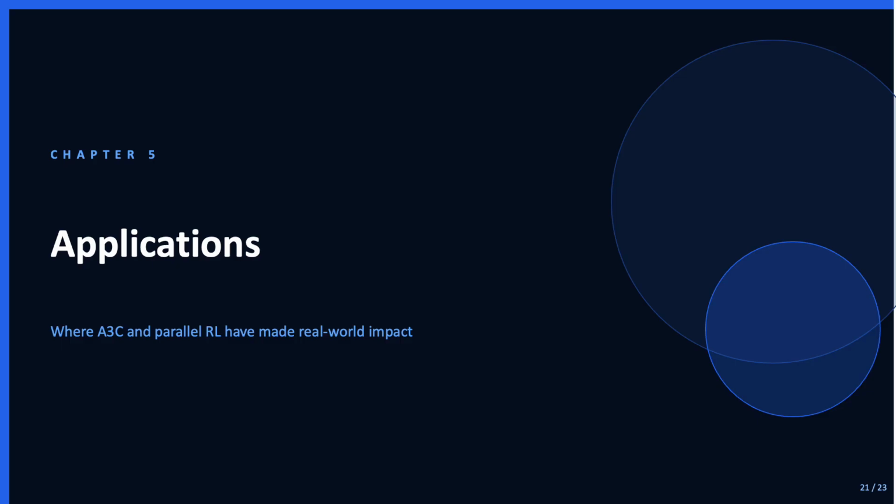A3C has had a meaningful impact across three distinct application domains: games and simulation, robotics and physical control, and autonomous systems. In each domain, the specific properties of A3C, its wall clock speed, its CPU efficiency, and its natural exploration diversity, offered something that alternatives at the time could not.